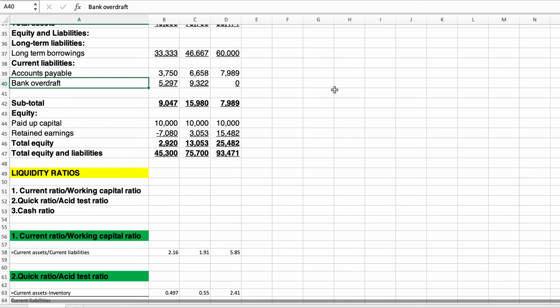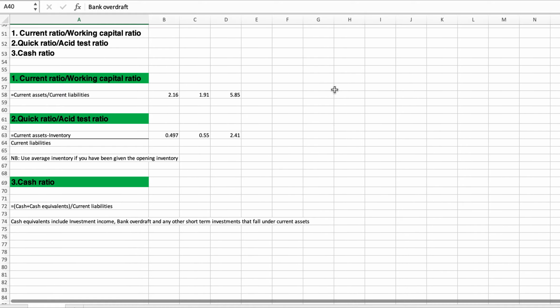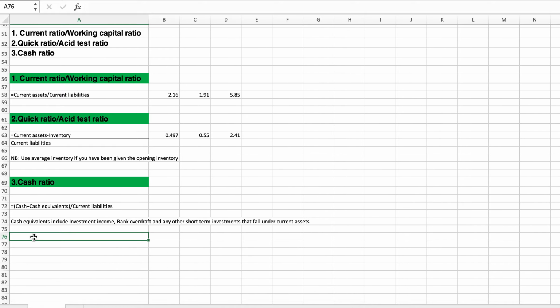So in our case here, first we need to get the cash, and then we also need to determine the cash equivalents.